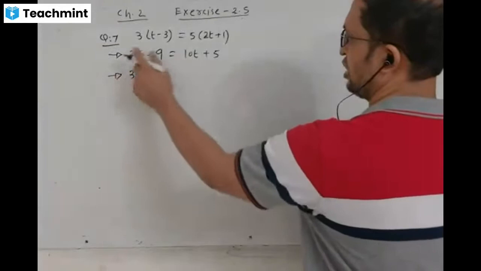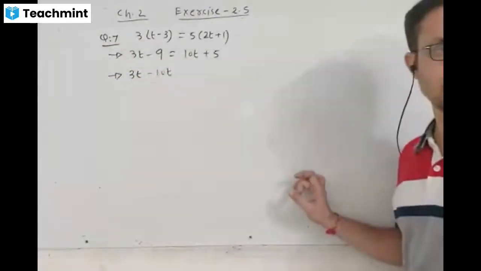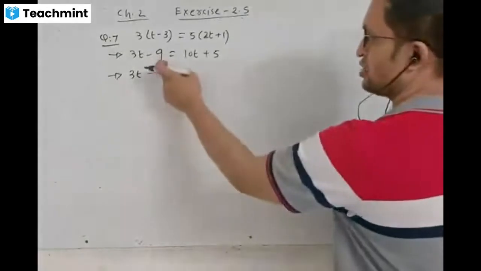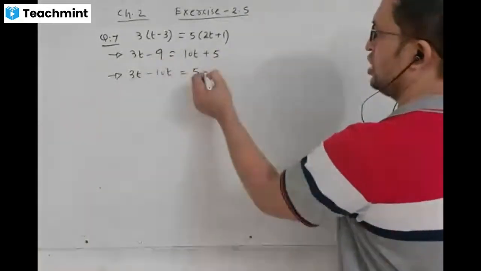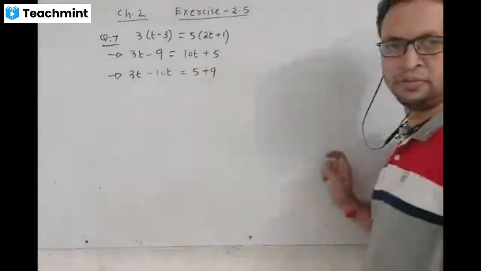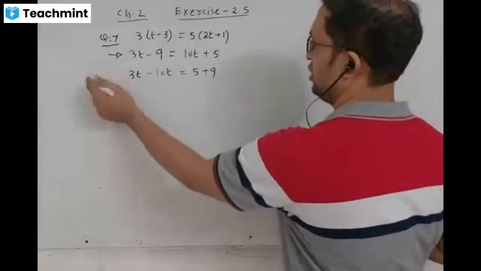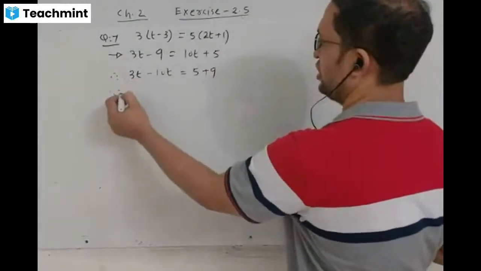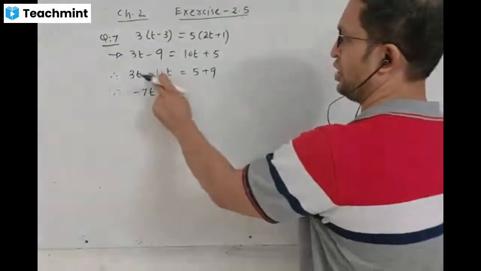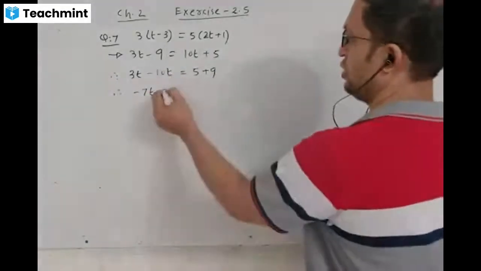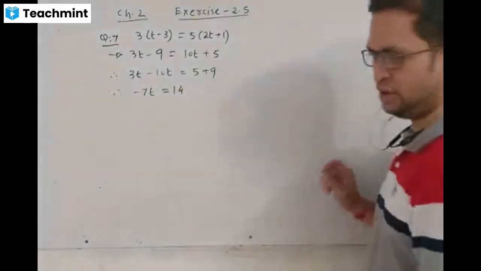That positive term transposing, the term is negative 10t, and minus 9 transposing right side, that converts into plus 9. 3t minus 10t, that is equal to minus 7t, because 10 is a greater number and its sign is negative. And 4 plus 5 plus 9, that is equal to 14.